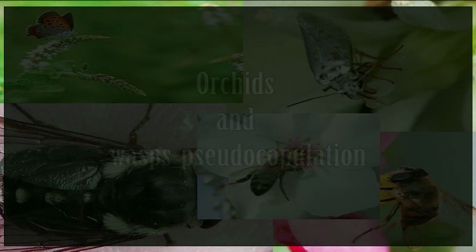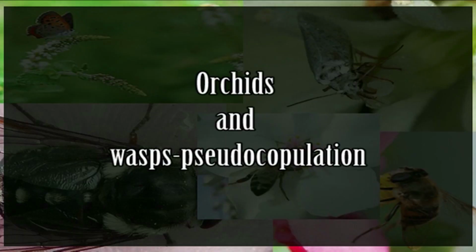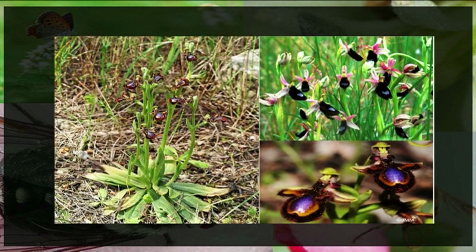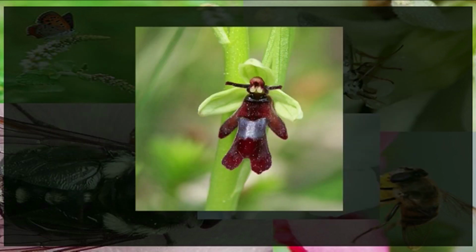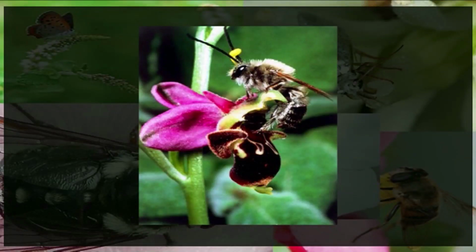Now we see the example of orchids and wasp pseudo-copulation system. A particularly dramatic example of adaptation for pollination is seen in some species of orchids whose flowers resemble in shape, odor and color the female of certain species of wasps, bees or flies. The male insect is stimulated to attempt to copulate with the flower and becomes covered with pollen in the process.